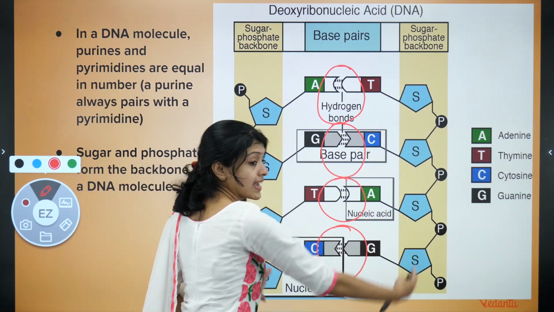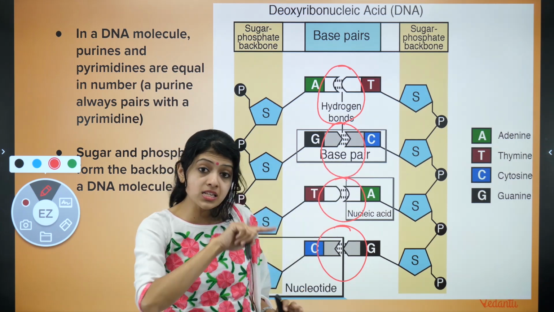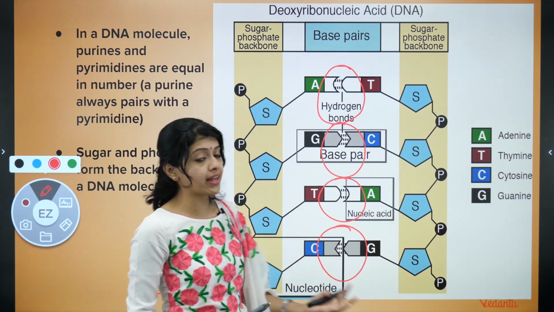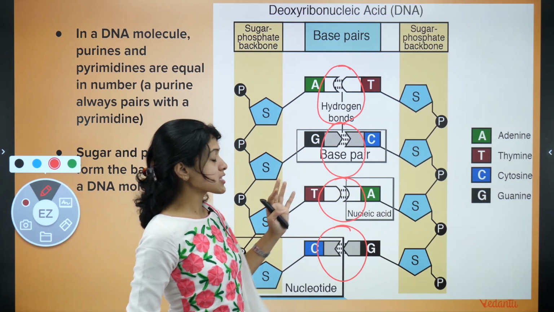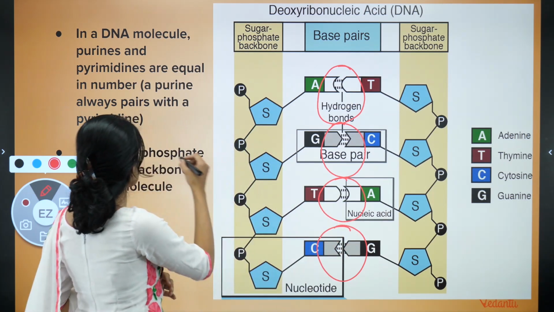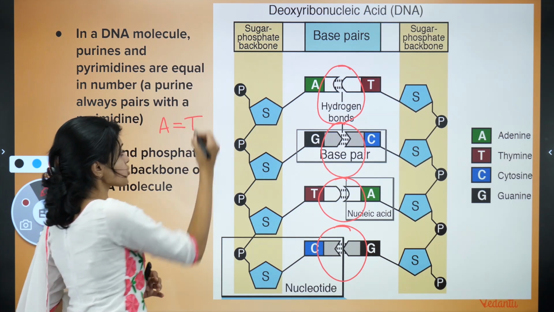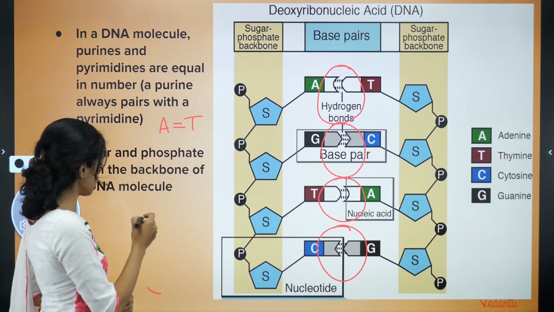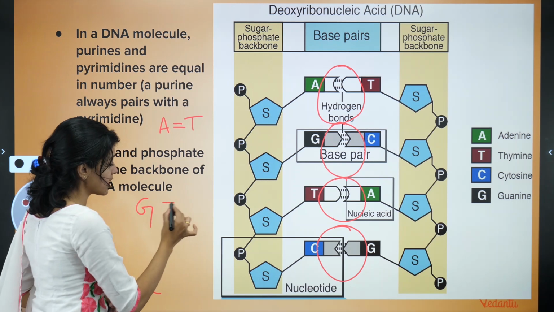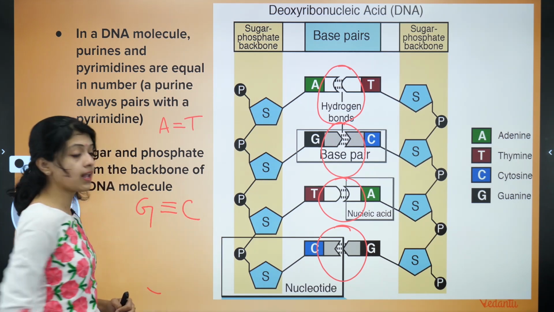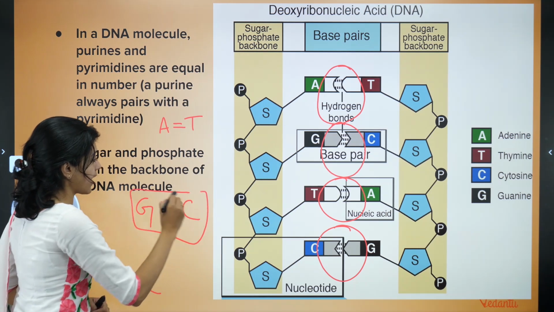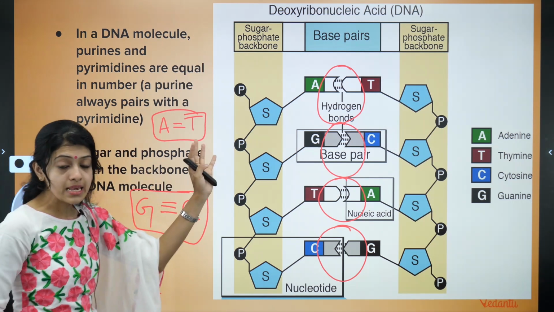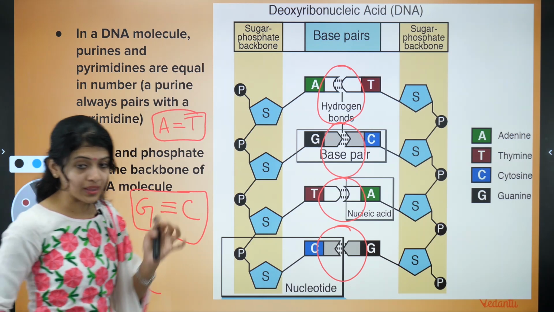Imagine that these two are the sides of the ladder and these are the steps or the rungs of a ladder. Okay? And there is a rule for this pairing. It's not just any random thing. It's always adenine that pairs with thymine. A and T always are together, that too with a double hydrogen bond. And guanine always pairs with cytosine through a triple hydrogen bond. Sorry, A and T, once again, A and T pair with each other, G and C pair with each other.